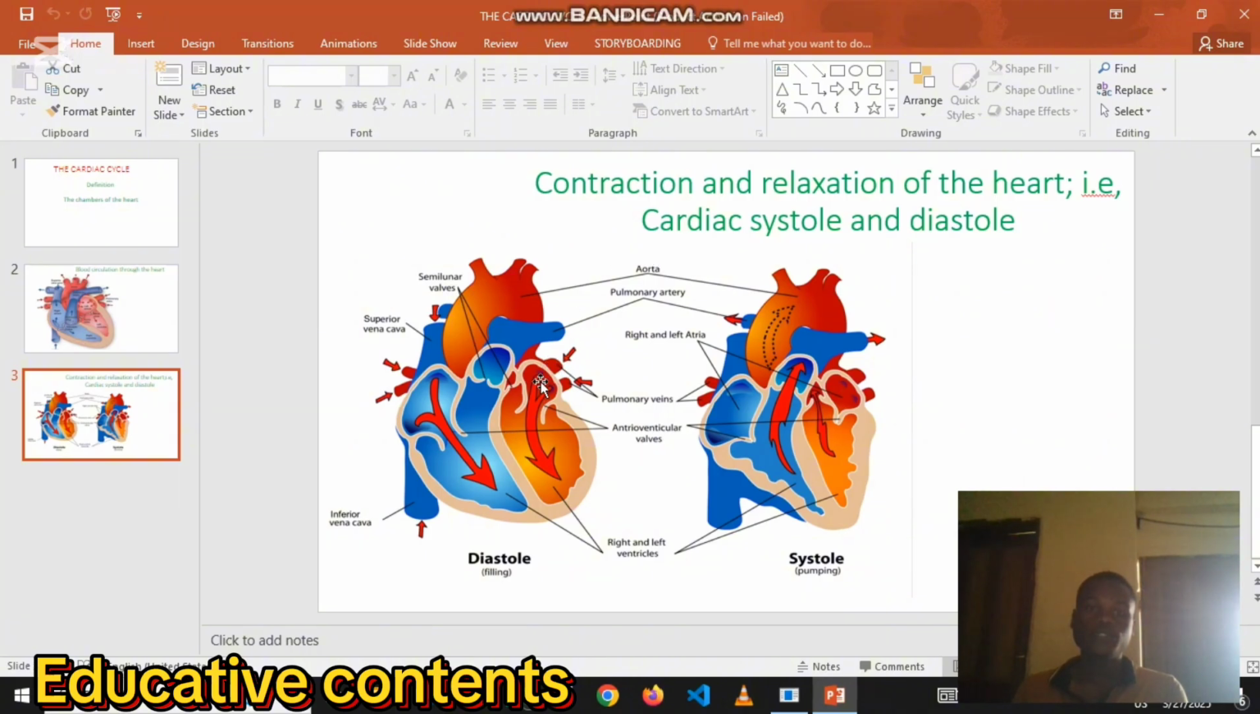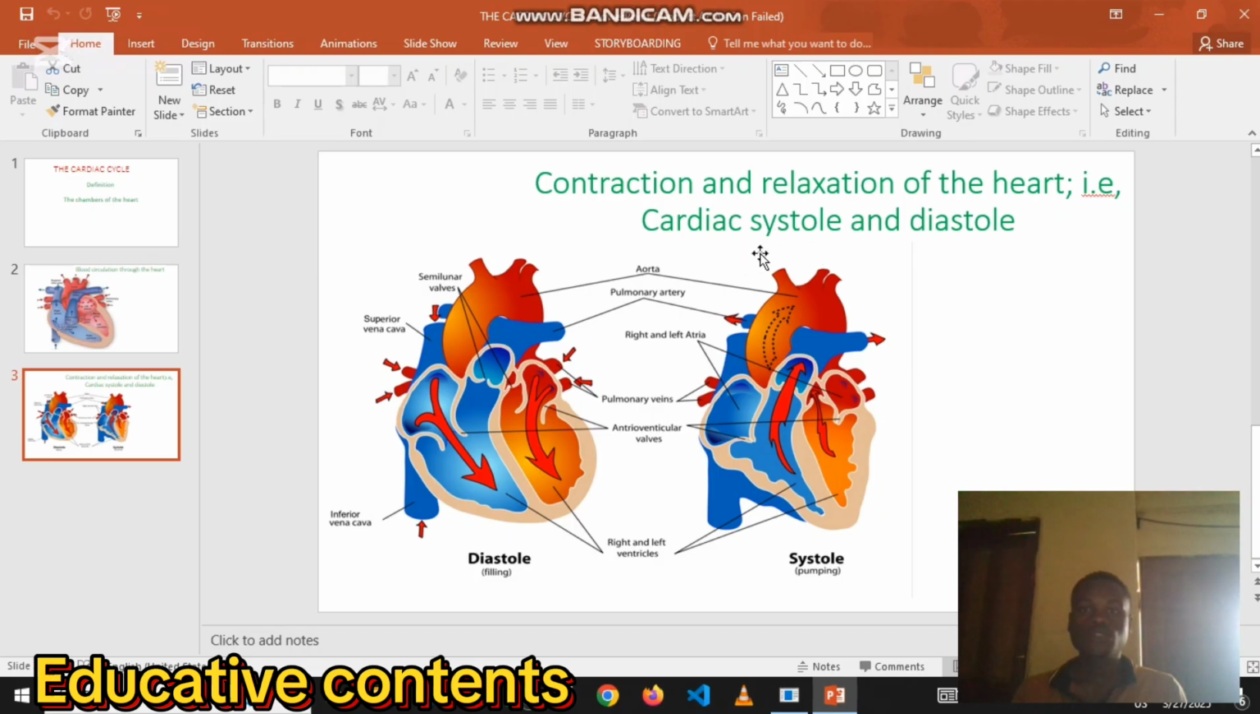Initially, the atria are relaxing. If we are talking about relaxation of the atria, we are talking about atrial diastole. If there's no atrial diastole, blood cannot enter the atria. So atrial diastole happens, and when the atria are relaxing, oxygenated blood through the pulmonary veins will enter the left atrium, and deoxygenated blood through the superior and inferior vena cava will enter the right atrium. When the blood fills the atria, the atria contract, and we now have what we call atrial systole.